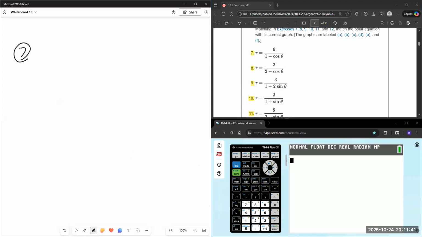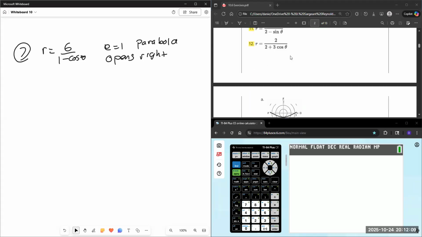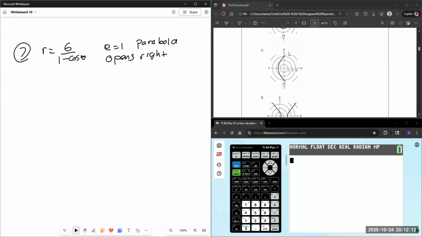So 7 says r is equal to 6 over 1 minus cosine of theta. So this is e is equal to 1. And so it's a parabola. It's a parabola with the directrix to the left of the focus. And since we open away from the directrix, this is going to open right. So let's look for a parabola that's opening to the right. That's C. There's no other parabola that's opening to the right there.